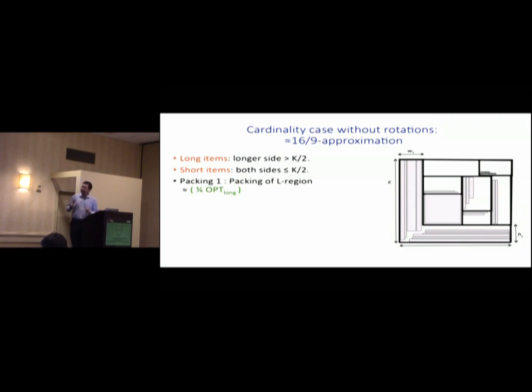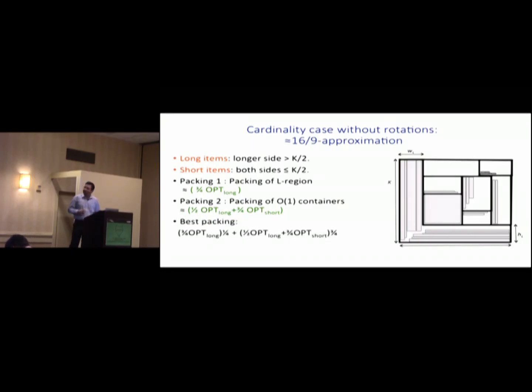So we'll give two packings. In the first packing, we'll only pack an L region using long items, and that will give 3/4 of opt long profit. And then we'll give a second packing which will pack using a constant number of containers, and that gives a packing of profit at least half opt long plus 3/4 opt short. And if these two are true, then we can take the best packing, and that will give a 16 by 9 approximation.